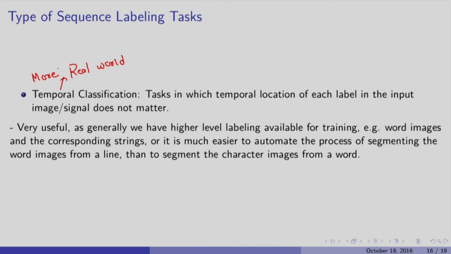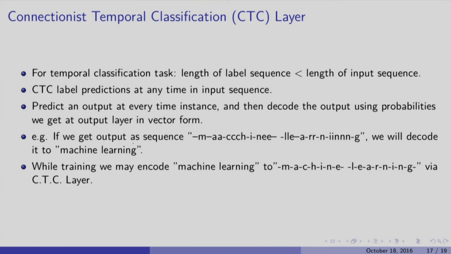Also, the other example is if you had word images and the corresponding strings. So it's much easier to automate the process of segmenting the word image from a line rather than to segment the character images from a word. So this brings us to connectionist temporal classification. This is important especially when the length of label sequence happens to be less than the length of the input sequence. You are not trying to determine a one-to-one correspondence between input and output. So CTC label predictions can happen at any time in the input sequence.